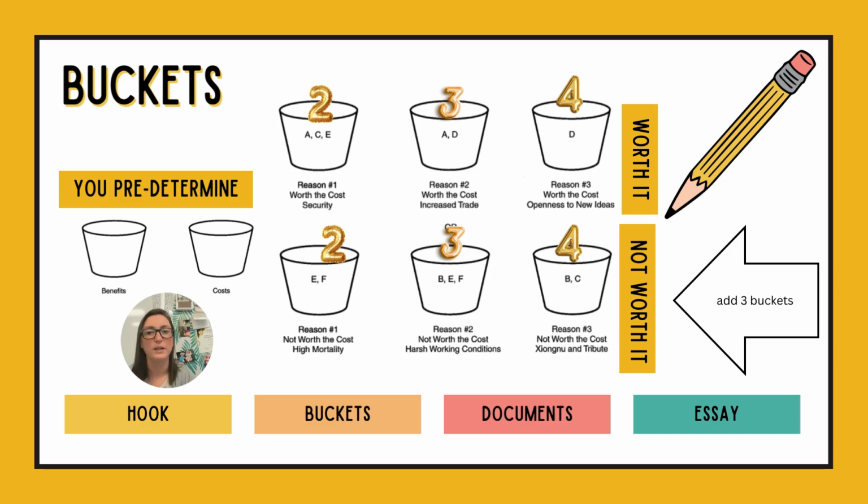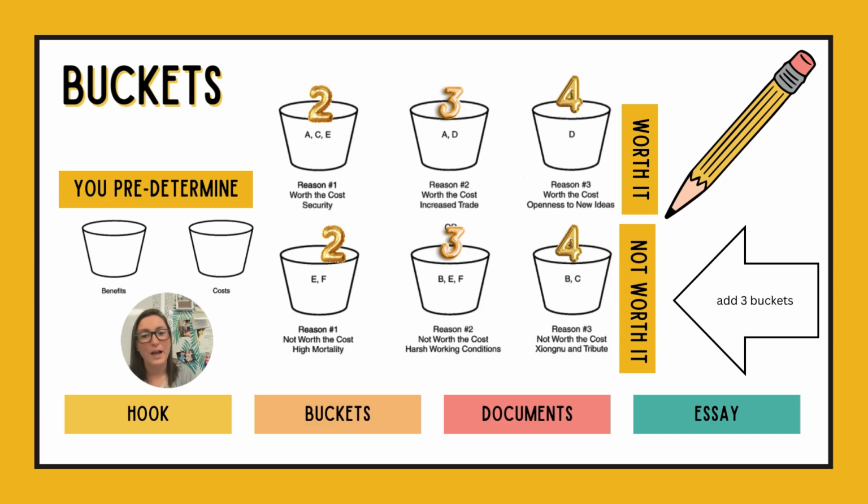Reason number 1 for worth it is going to be security. You're going to use ACE. So you should be looking for that and theming it out. If you want to mark it ahead of time on there, you can. Reason number 2 is increased trade. You're going to use A and D. Reason number 3 is openness to new ideas, which you are going to be using D.